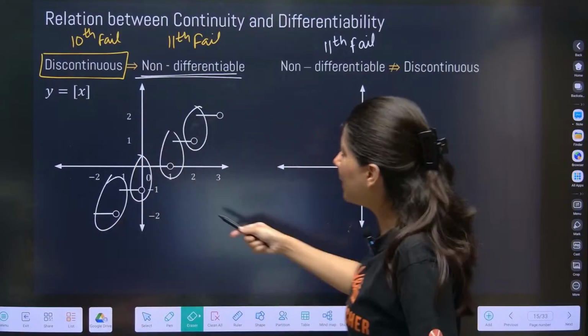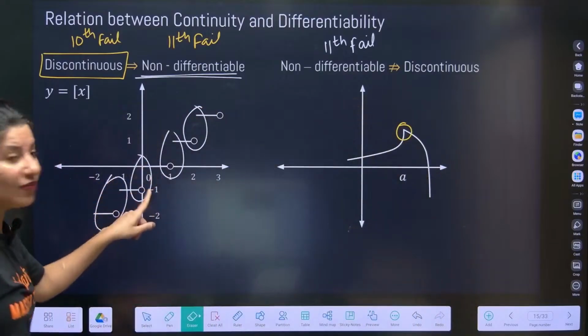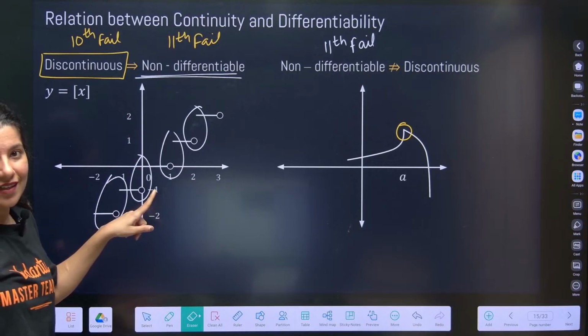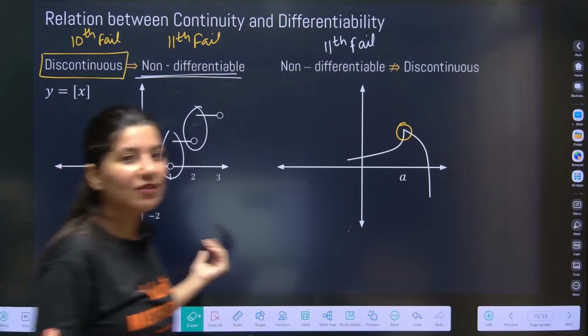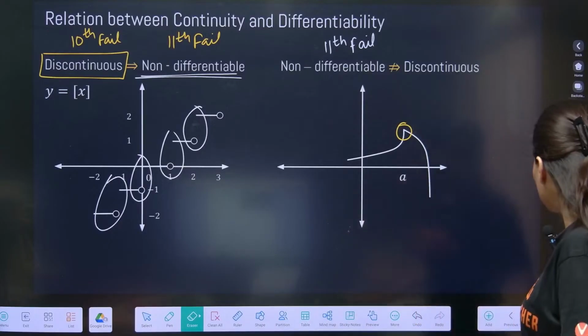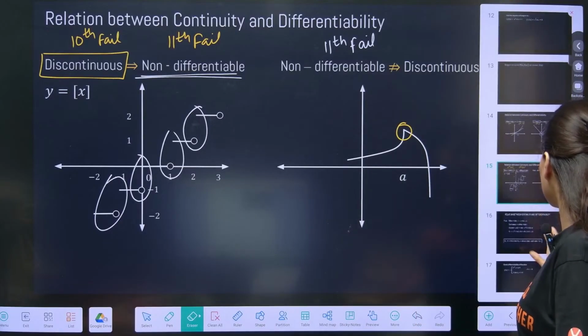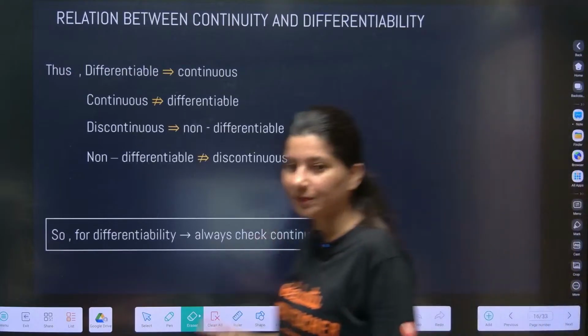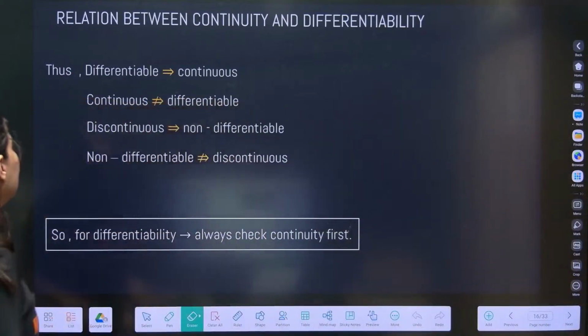And what about this function? This function is 11th fail. We can see that if we check its 10th, it is fail also, and eventually it is 9th fail also. Okay, so let me just curate everything.